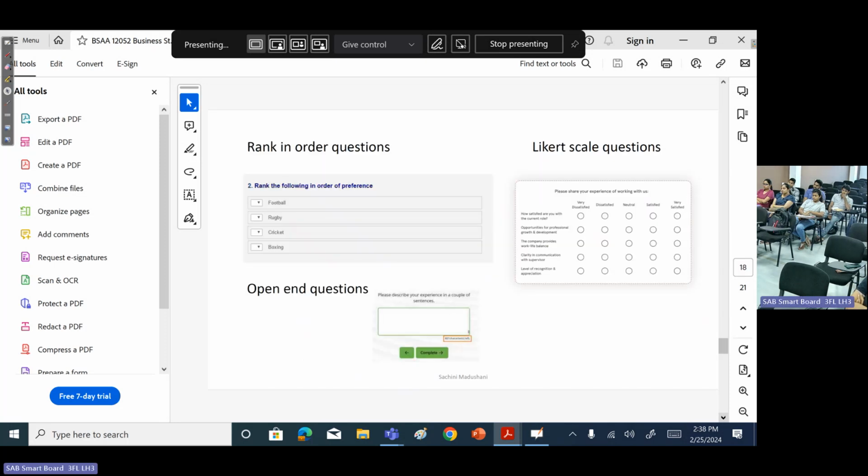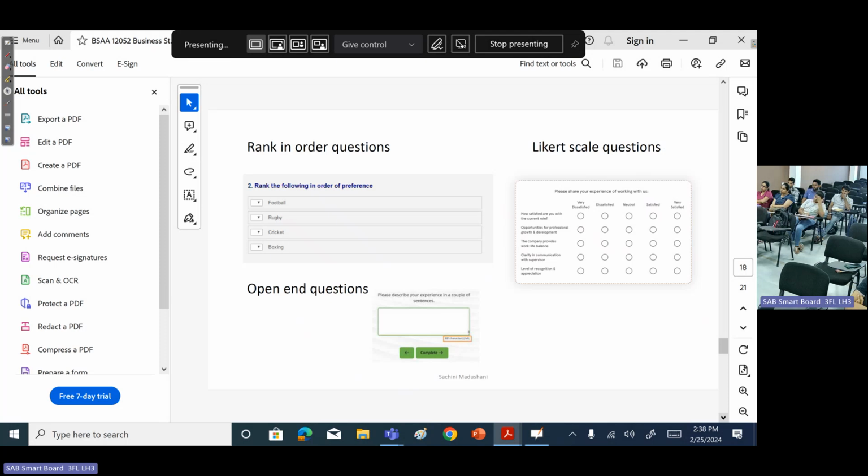Then ranking order questions. Some questions ask you to rank the answers. Rank the following in order of preference: football, rugby, cricket, boxing. Then we put 1, 2, 3, 4 according to our preference. Understood?